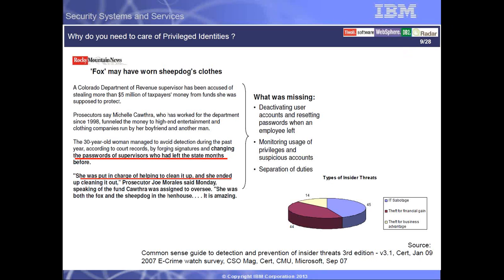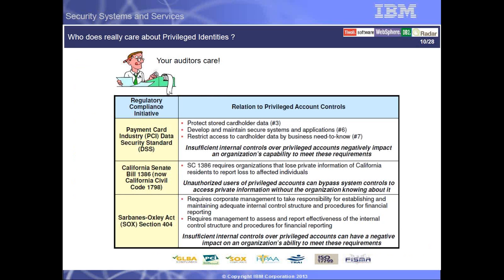So what was missing? Deactivating user accounts and resetting passwords when an employee has left. Monitoring use of privileges and suspicious accounts. Segregation of duties. This lady had access to manage users plus also do some business transactions, which is a segregation of duty violation. If the segregation of duty control was in place, this issue wouldn't have happened, at least. So that's why we need to care about privileged identities.